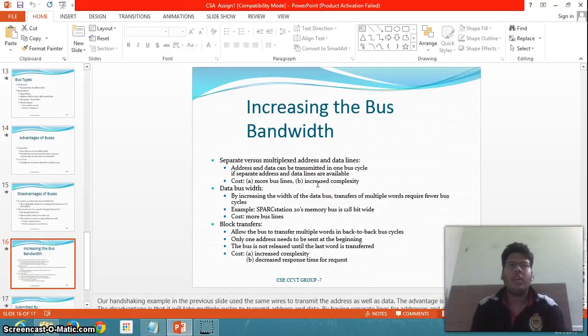Now we will see how we can increase the bus bandwidth. Address and data can be transmitted in one bus cycle if separate address and data lines are available, but it increases complexity and also increases the cost. Block transfers allow the bus to transfer multiple words in back-to-back bus cycles. Only one address needs to be sent at the beginning. The bus is not released until the last word is transferred. The best feature is that it decreases response time for the request.